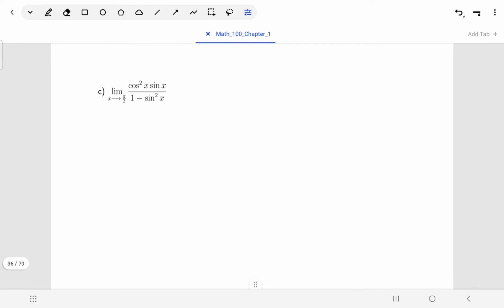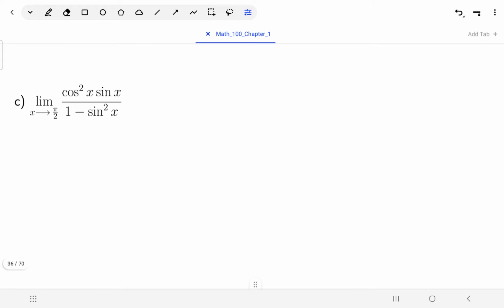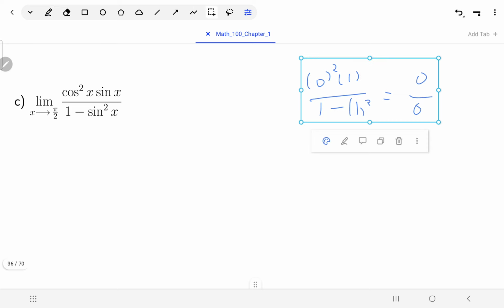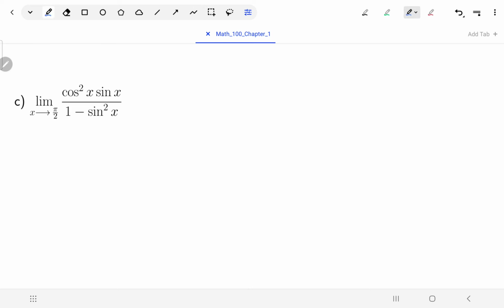Okay, this trig function business here, I've got cosine squared times sine on the top, and I've got 1 minus sine squared on the bottom. I'm taking a little bit of a look at this, and I know if you were trying to do direct substitution, sine of pi over 2 is 1. So in the denominator, you'd have 1 minus 1 squared, which would be 0. And cosine of pi over 2 is 0. Sine of pi over 2 is 1. So you'd have 0 squared times 1, which is 0. So this is definitely indeterminate. It's 0 over 0. So I guess we need to do something.